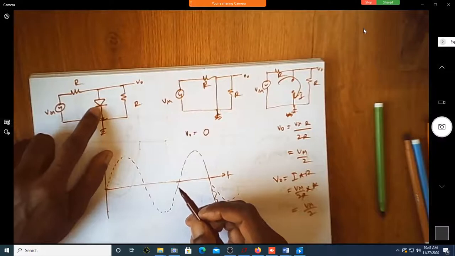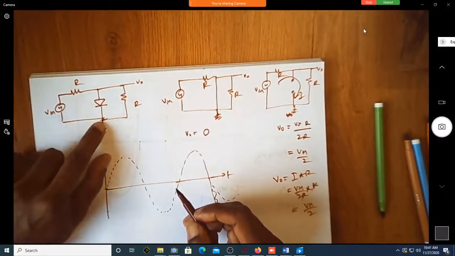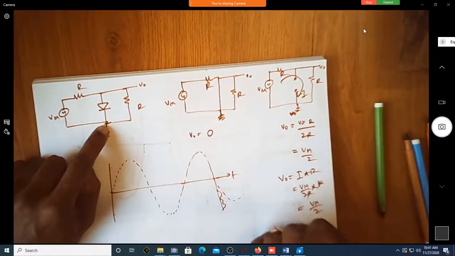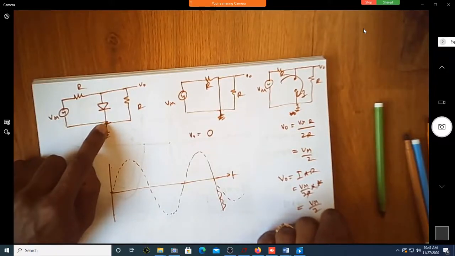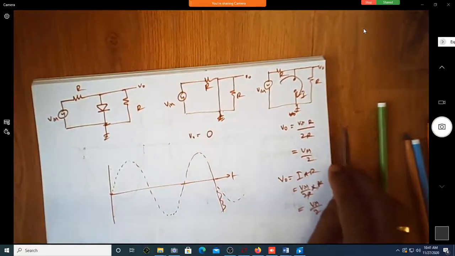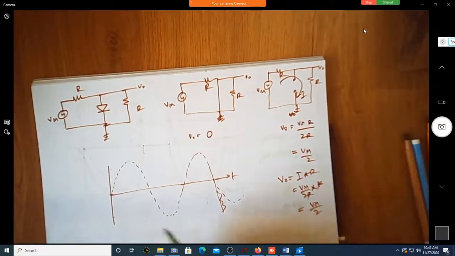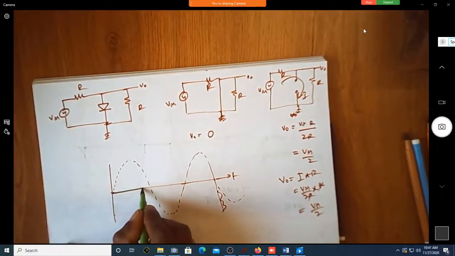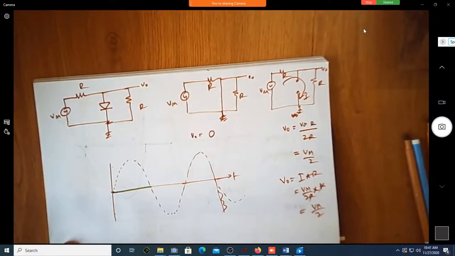Now, during the positive half cycle, what happens to this? This is at 0. It will be in on condition. During positive, is it on? Yes, sir. If it is on, what is the output? 0 itself. Is it 0? Yes, sir.